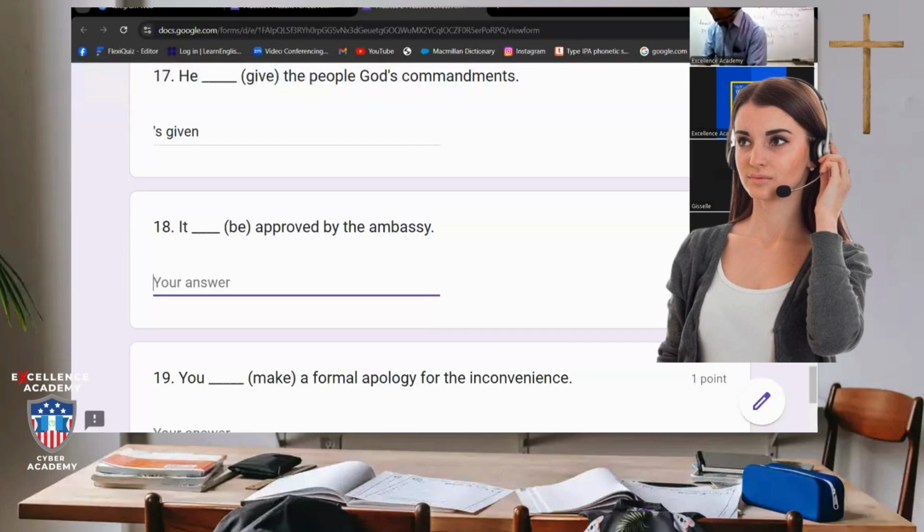All right, let's go to the next one. Let's talk about the embassy. What's the contraction there? It's been. It's been approved by the embassy. How do you say embajada, guys? It's embassy. Embassy. That's right, the embassy.